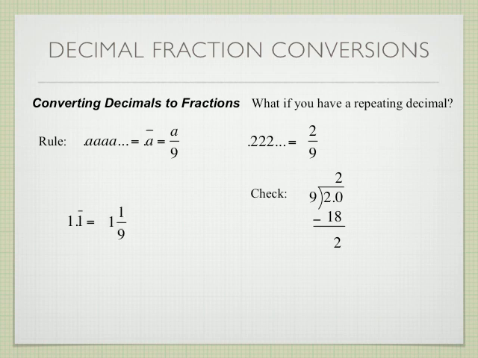So 1.1 repeating would be 1 1/9. The 1, because that's the number before the decimal point. The 0.1 is repeating, so that turns into 1/9. 3.7 repeating. 3 7/9. 3.7 is 3 7/10. Look carefully and look at the difference. The 3.7 repeating got the 9 in the denominator. The 3.7 without the repeat sign, we just change it to a fraction the normal way.